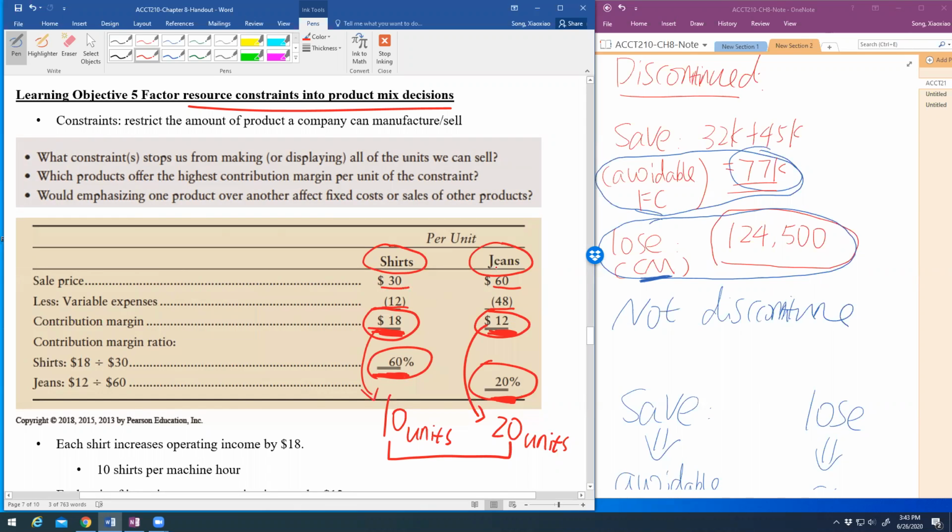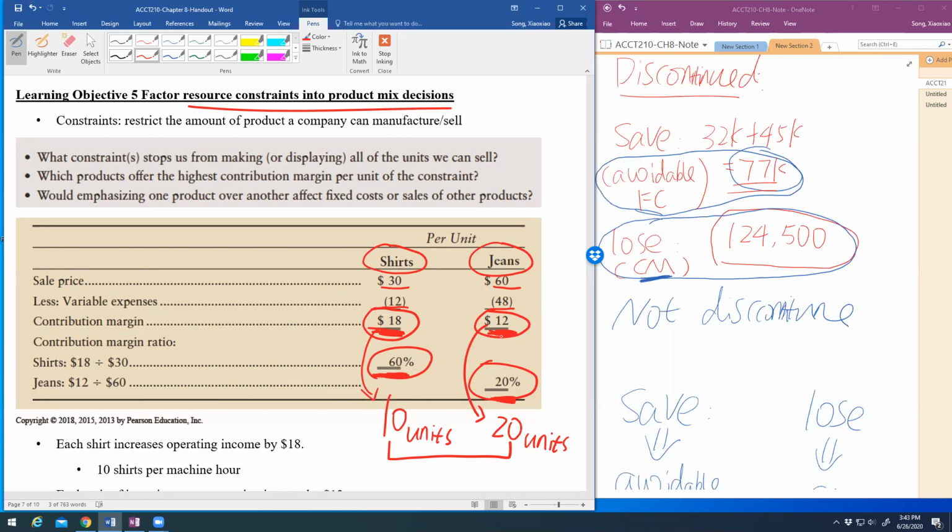We have shirt, we have jeans. The shirt contribution margin is $18 each. Jeans contribution margin is $12. We said if there is no constraint with our resource, we should produce as many shirts as we can, because it has the higher contribution margin. But now we only have limited machine hours. The machine can only run for that many hours.